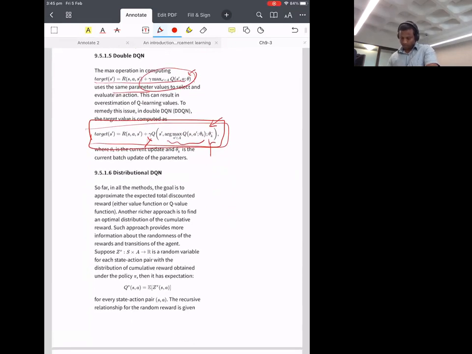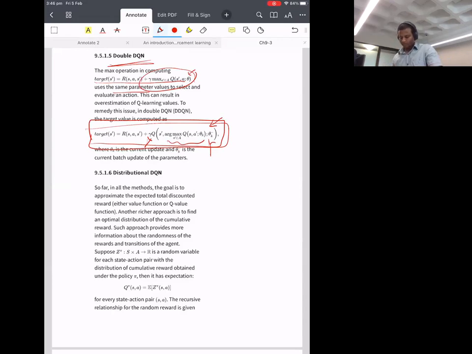This is because we are using different parameters for different kinds of updates. We call it double DQN. This other one is more general. It's called distributional deep Q learning network.